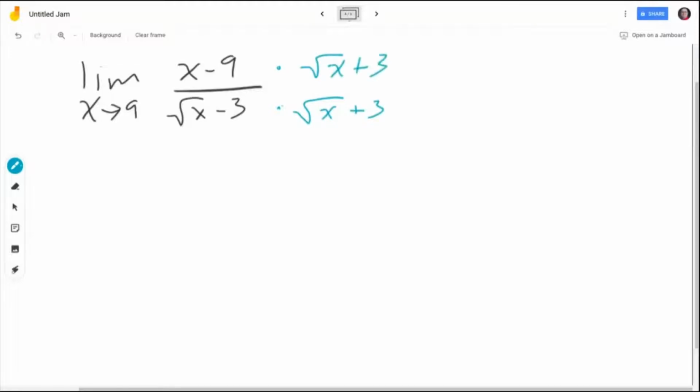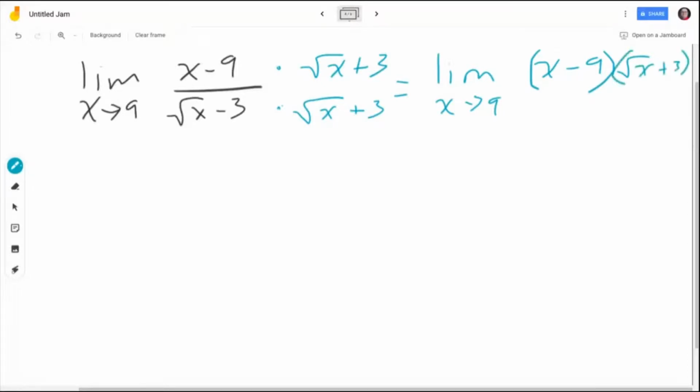Now a common thing that people do is they'll go ahead and multiply this out. Boom, boom, boom, boom. Let's take a step back for a moment and not do that. So let's write it simply. This is just going to be x minus 9 times the square root of x plus 3. Keep it grouped up there.